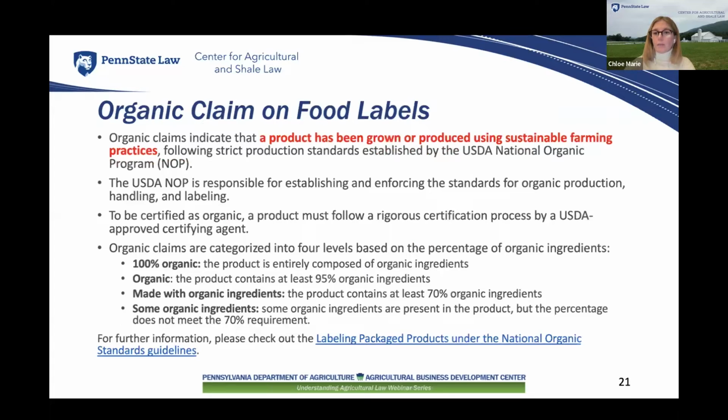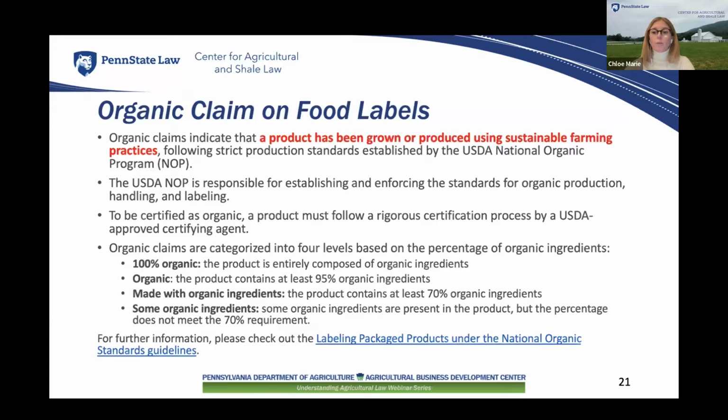Now the other labeling claims. So we have the organic claim. The term organic on food labels indicates that the product has been grown or produced using methods that are considered to be more sustainable and environmentally friendly. The FDA is not responsible for regulating organic claims on food labels. This responsibility falls under the authority of the USDA National Organic Program. The National Organic Program establishes and enforces the standards for organic production, handling, and labeling, and the USDA is the agency responsible for certifying products as organic.